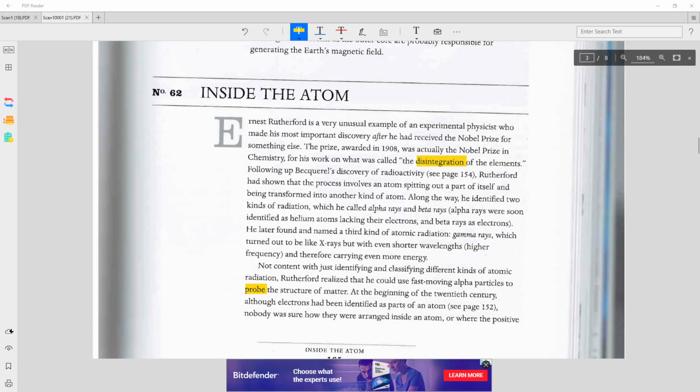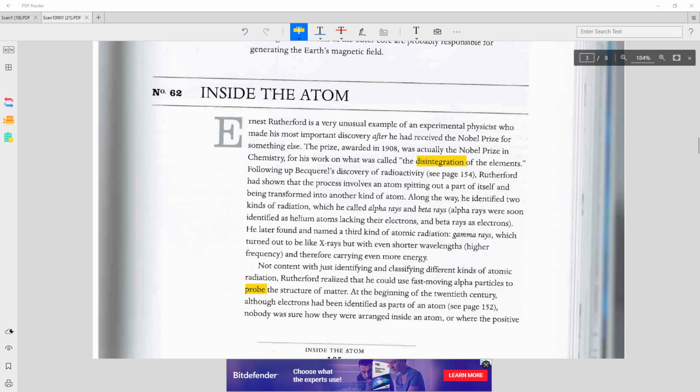Ernest Rutherford is a very unusual example of an experimental physicist who made his most important discovery after he had received the Nobel Prize for something else. The prize, awarded in 1908, was actually the Nobel Prize in Chemistry for his work on what was called the disintegration of the elements.